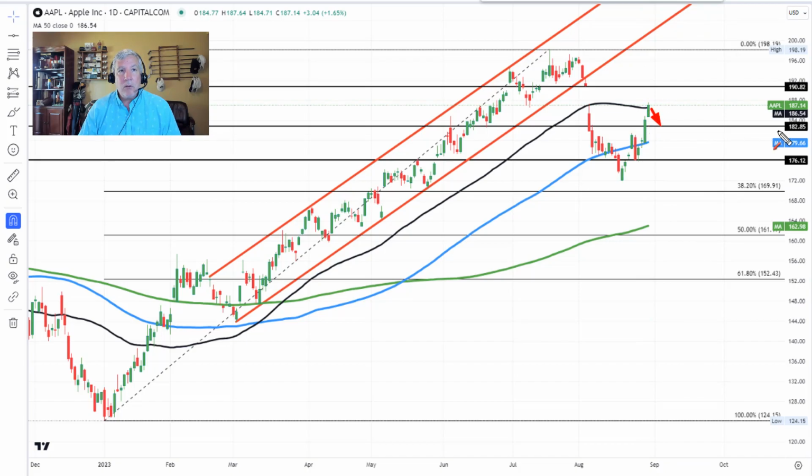If we do move lower, look for the $182.85 level to be of importance. And then we'll look down toward the 100-day moving average, which is rising and currently at $179.66. You don't want to see the price move back below that 100-day moving average. If you're bullish on the shares of Apple, that would not look too good.